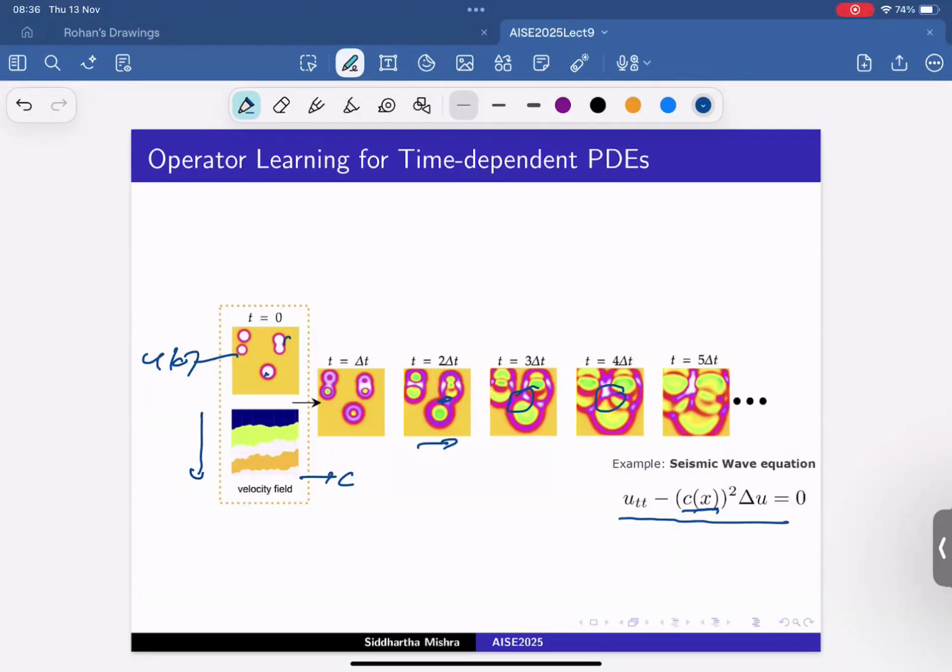So remember, what is our operator learning task? We are going to do operator learning here. What is my task? My task is, and this is important: given u naught, the initial data, and the coefficient c, because the property depends on the coefficient c, learn the solution. Okay, let me write it like this, I didn't write it the right way.